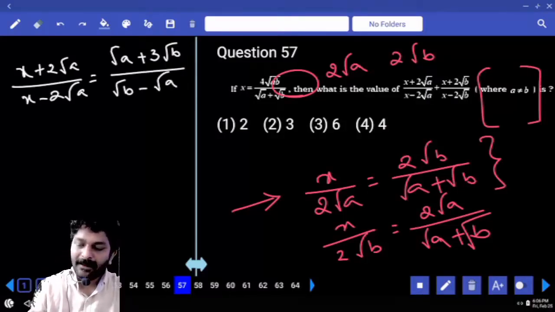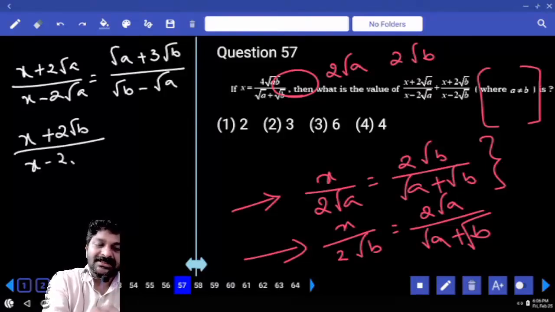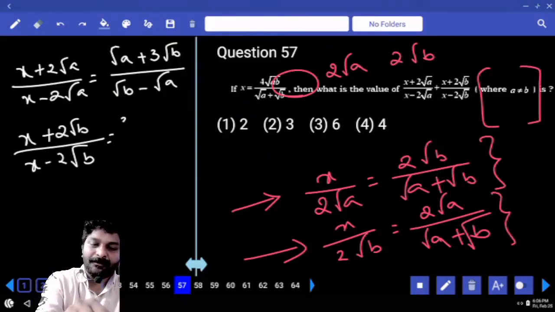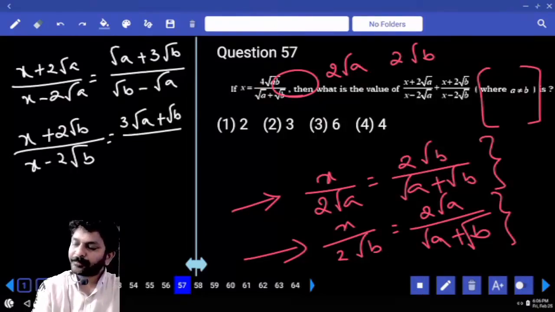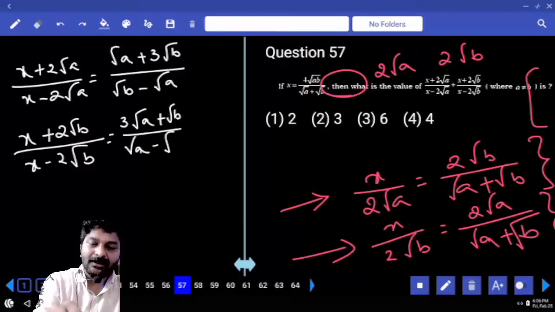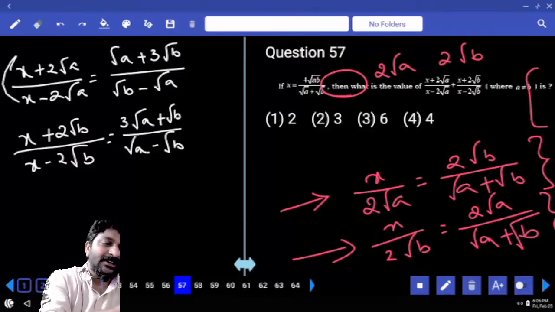Clear? Again for this step also, do componendo dividendo. x plus 2 root b by x minus 2 root b is the sum of both numerator and denominator, 3 root a plus root b, by root a minus root b. Clear? Now we just need to add these two terms.